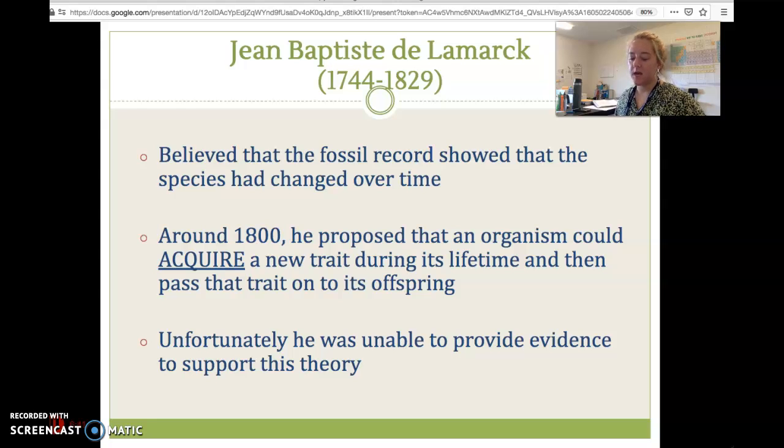Remember, we talked about in science, for something to be accepted by the general scientific community, you've got to have lots of evidence to support it, and he just didn't have that evidence. So while he might have been on the right track, he didn't have the statistics or the data to back it up. So nobody really believed what he had to say.